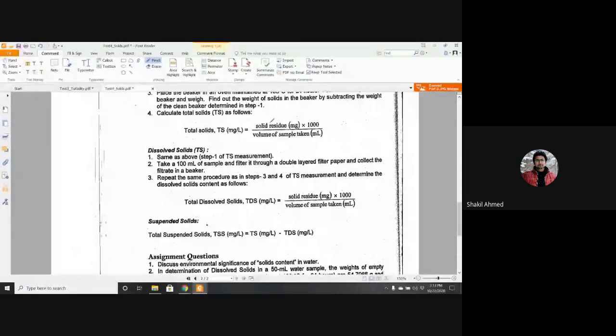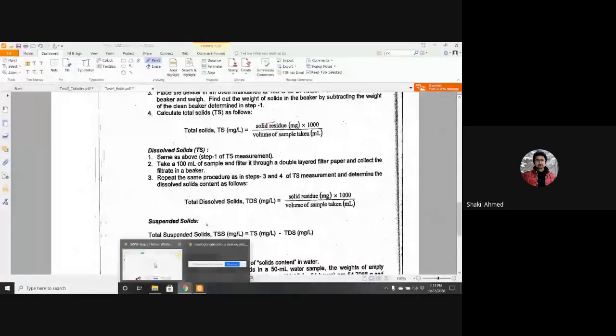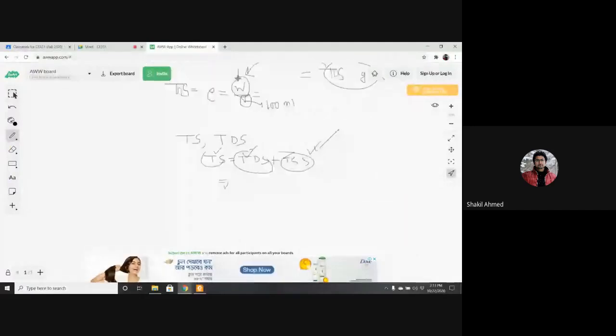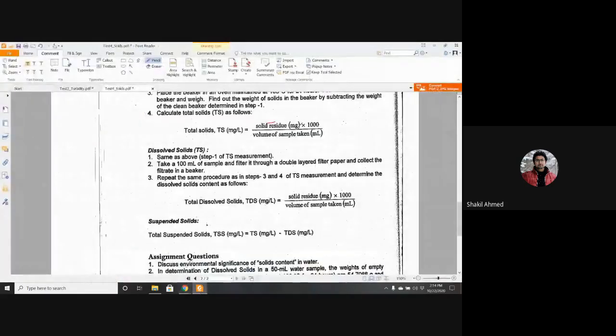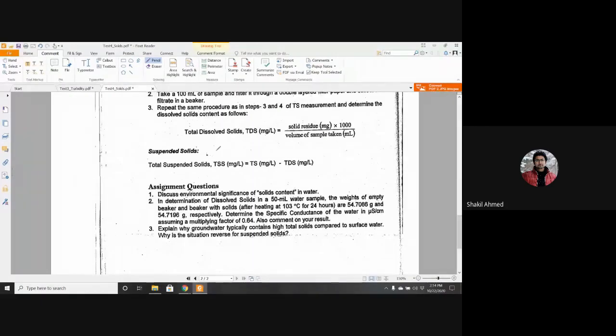And then solid residue. Okay, previously we determined this in gram per liter, right? This is in gram and this is in milliliter. So if you want to have this in gram per liter, you convert this milliliter into liter, so you multiply it with 1000. That's how you get milligram per liter. So if you want to put the unit of solid residue in milligram and the volume of the sample in milliliter, then you have to put 1000 to get it in milligram per liter. Okay. And finally, TSS is equal to TS minus TDS.